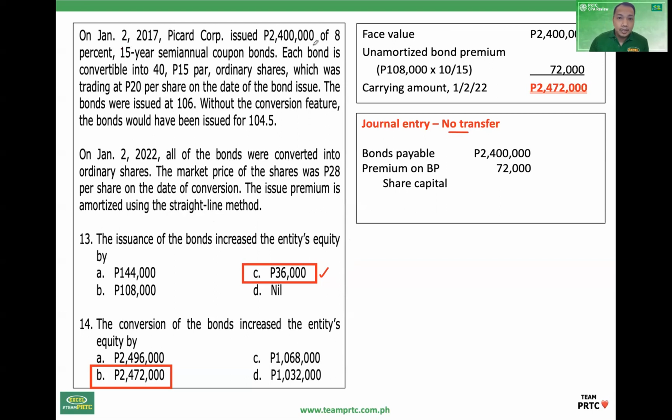Credit, share capital at par. How much? Each bond, so 2,400,000 divided by 1,000, since each bond is normally 1,000, times 40. One bond, 40 shares, times 15 par value. Total par value, 1,440,000. Excess over par, share premium. So again, from liability to equity. In particular, these are the components of equity affected. So, no transfer.